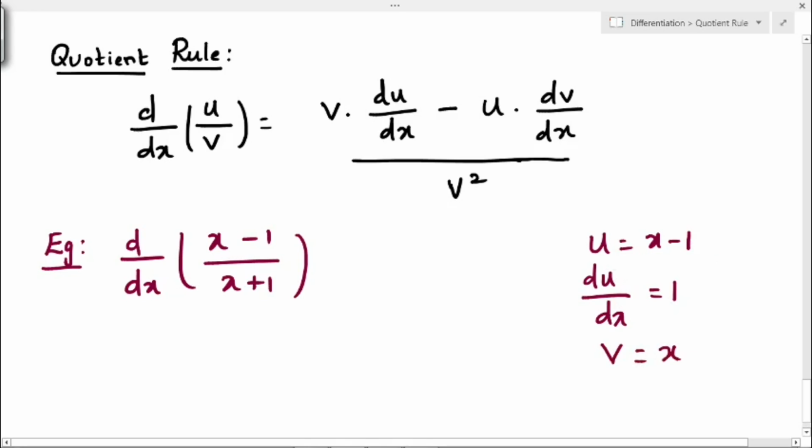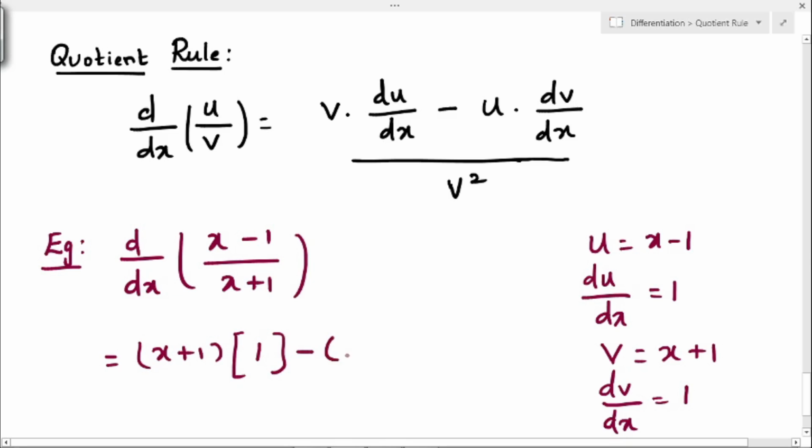Next, the v term is x plus 1. If you differentiate this with respect to x, the differential of x is 1 and the constant is 0. So now just substitute all the values in the formula. That is equal to, first term v, which is x plus 1, into du by dx, so du by dx value is 1, minus u, that is x minus 1, into dv by dx, that is also 1, divided by v square.